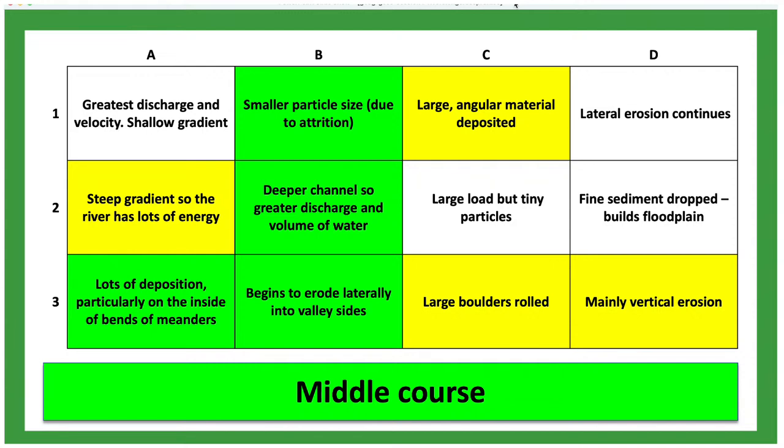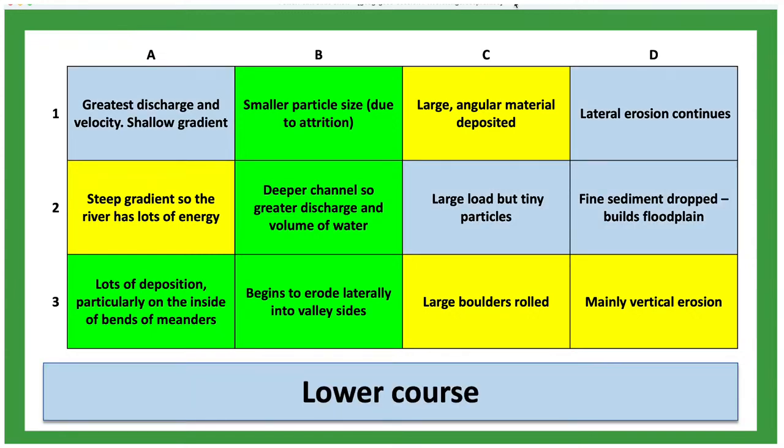So our last one is obviously going to be the lower course, where we've got the greatest discharge and velocity with a shallow gradient. We've got a large load but tiny particles. We've got the lateral erosion continuing, and we have fine sediment drop, but it does build up the floodplain.